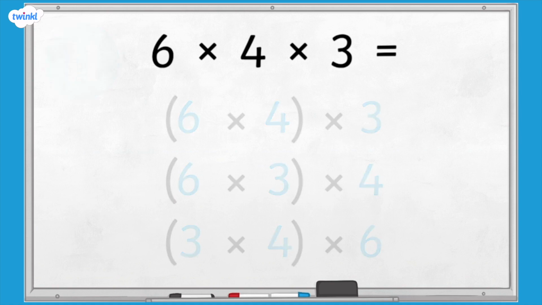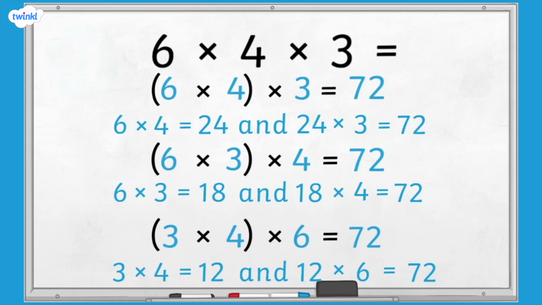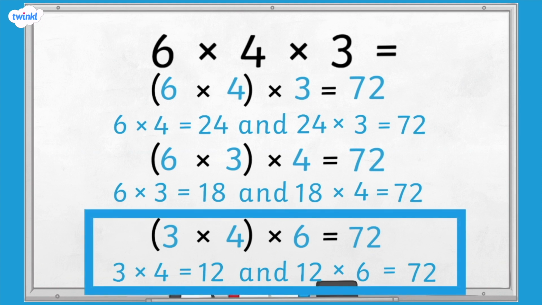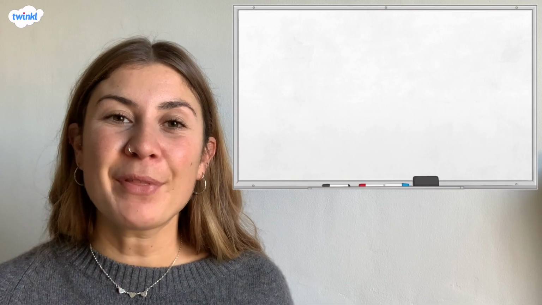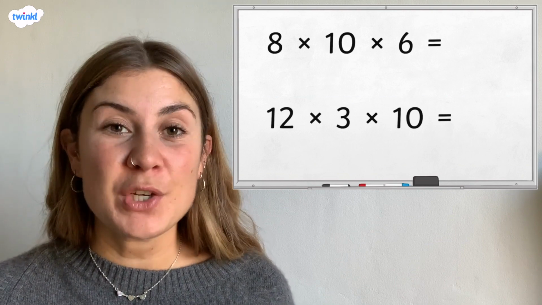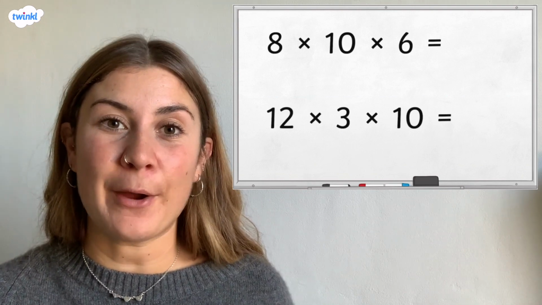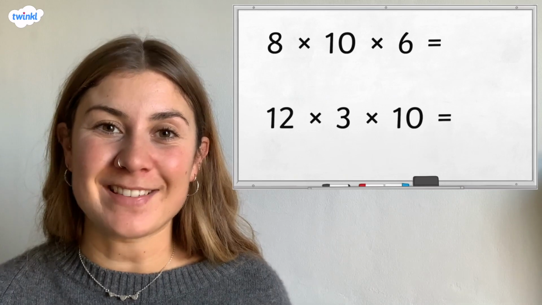So how did you get on? Check your answer. All 3 ways give the same answer, but 3 times 4 times 6 only uses multiplication facts up to 12 times 12, so uses multiplication facts that we know. Think about the order that you want to solve these in. Which order uses facts that you already know? Pause the video here to work out the answers.